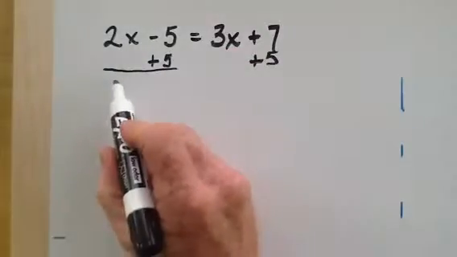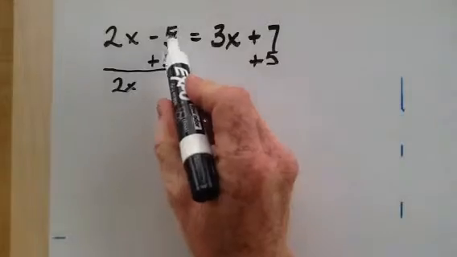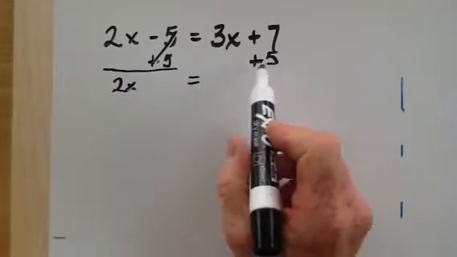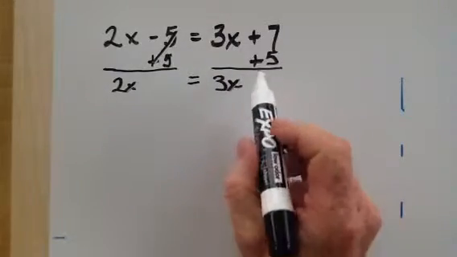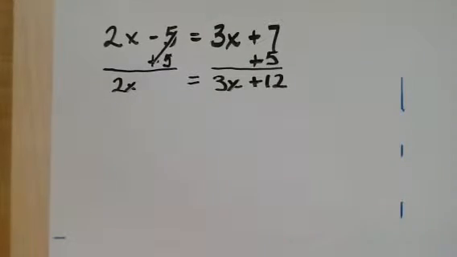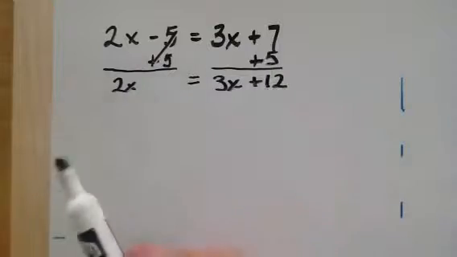Now if I do that, I end up with 2x here because I added nothing to it. These obviously cancel and it would give me 0. So I'll have 0 there. If I do that here, I get 3x. Again, I added nothing to it. And I get plus 12. 7 plus 5 is 12. Now I accomplished half my goal here in getting my constants together.